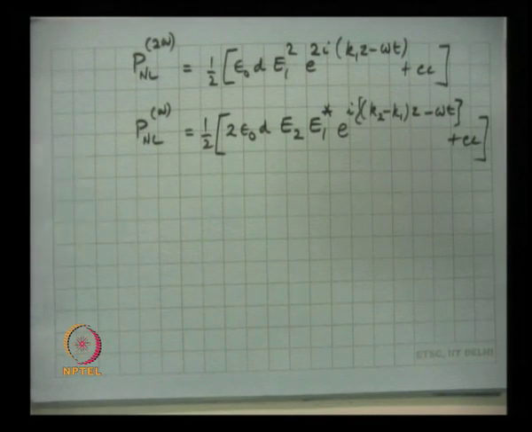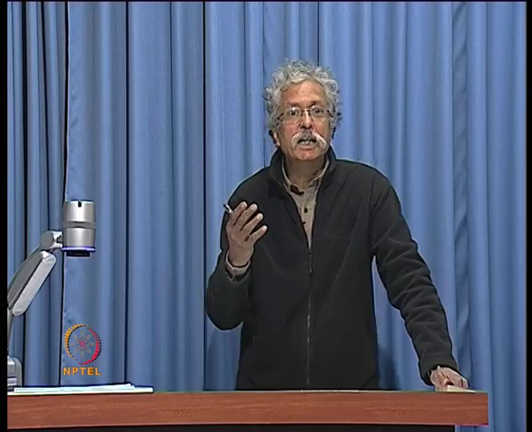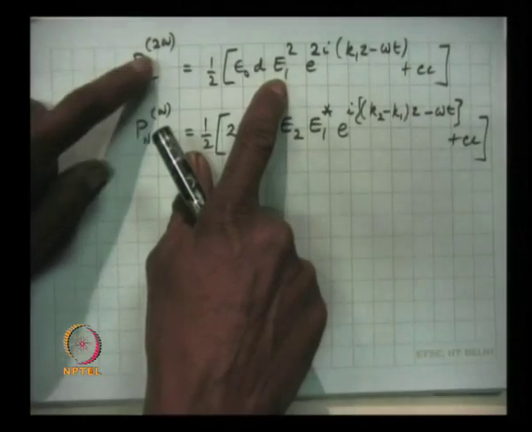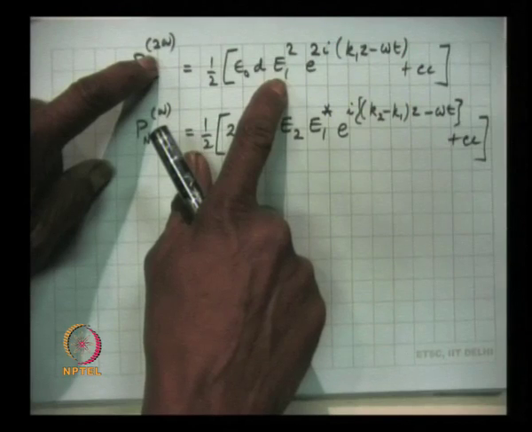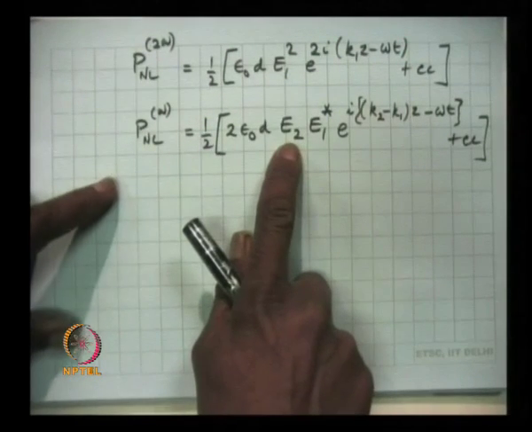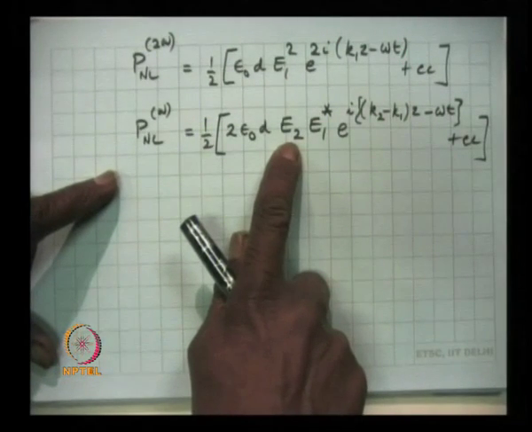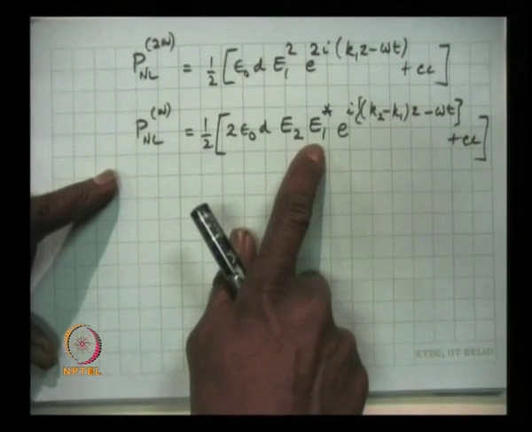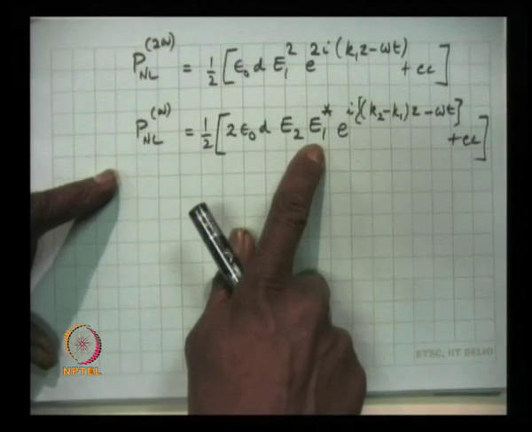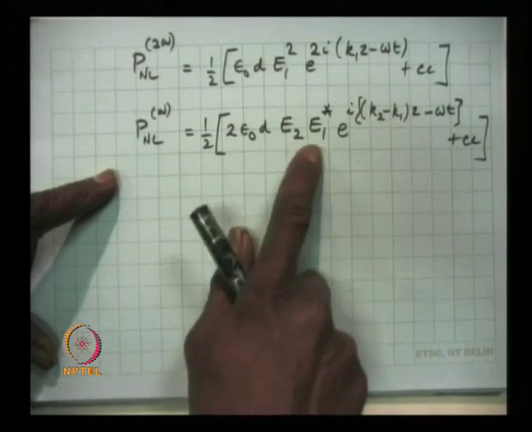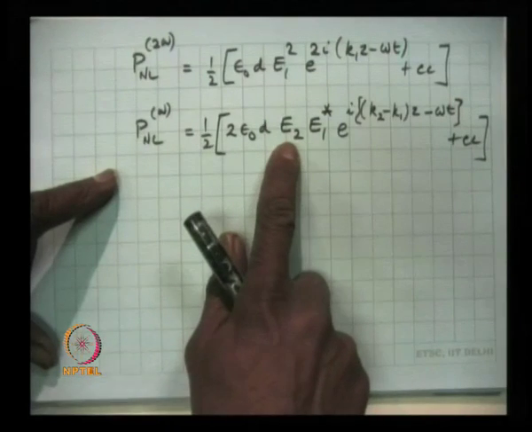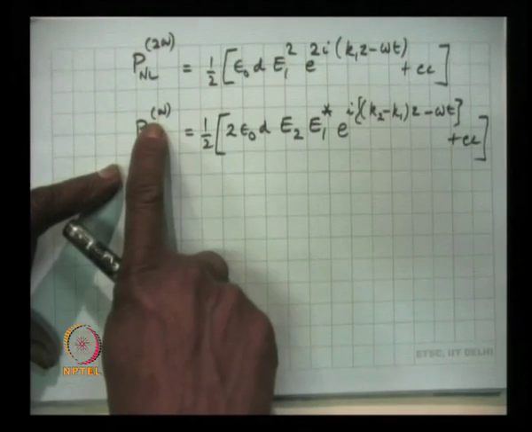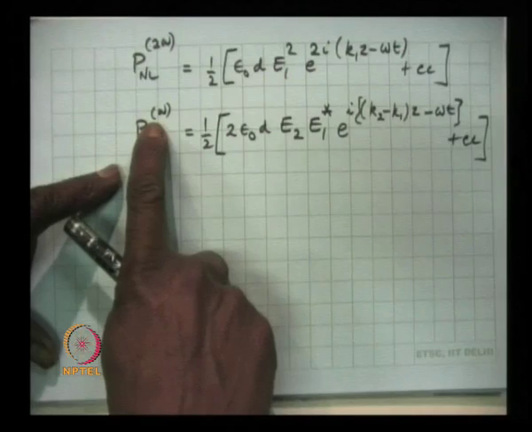See, E 1 is the coefficient which multiplies e to the minus i omega t. So, E 1 square will be the coefficient multiplying exponential minus 2 i omega t. So, E 1 square is sitting here for the second harmonic polarization. E 2 is the coefficient of e to the power minus 2 i omega t. E 1 star is the coefficient of exponential plus i omega t. So, when I multiply these two terms, I will get exponential minus i omega t, which is what gives me the polarization at frequency omega.